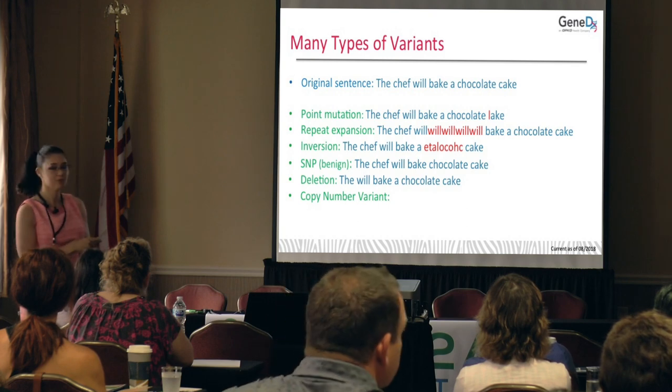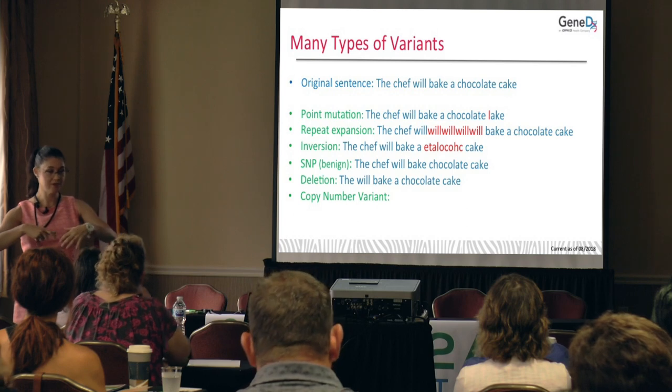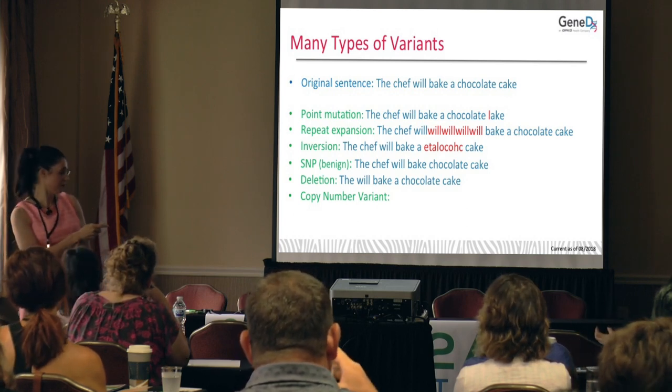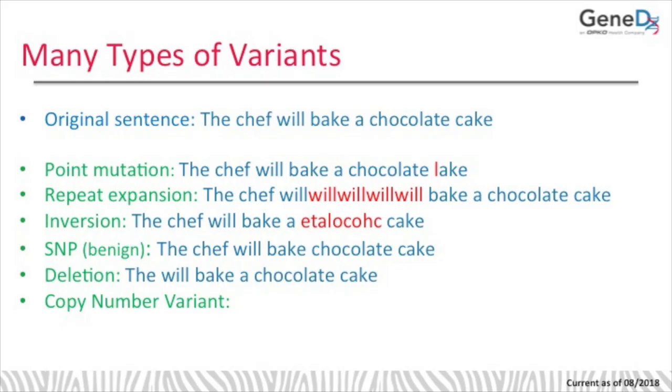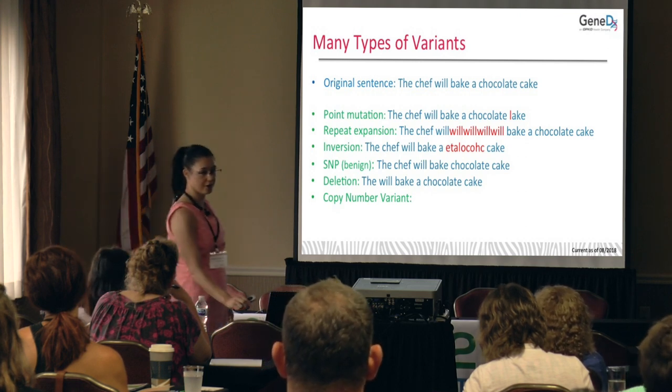And then when the deletions are really large, or it might be an insertion of material, we call them copy number variants. And so in the copy number variant, this is not a mistake on the slide, the entire sentence is missing. So you can have multiple genes actually missing in somebody. And I'm telling you all these just because you may see this terminology on your report. Hopefully it'll help you understand.